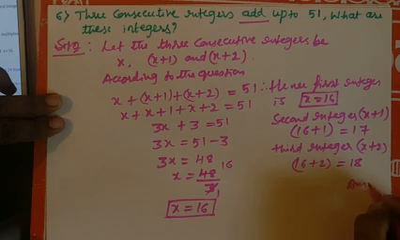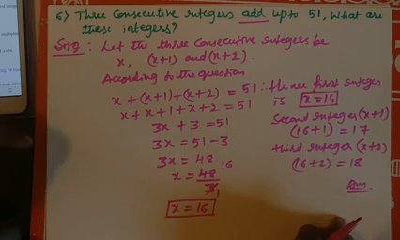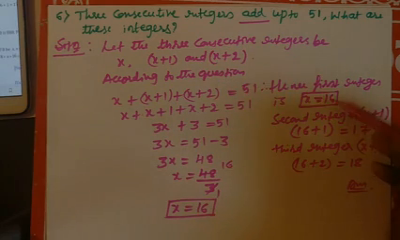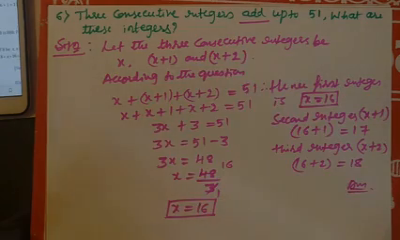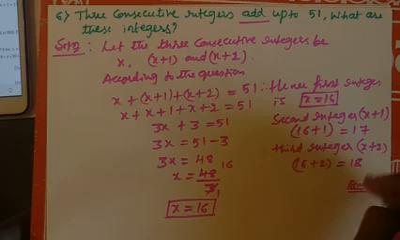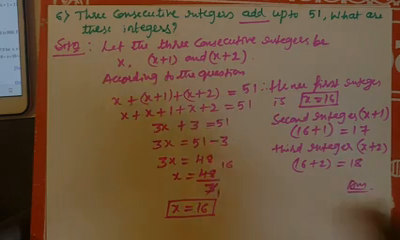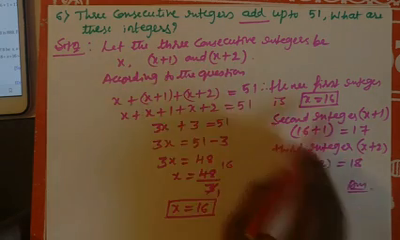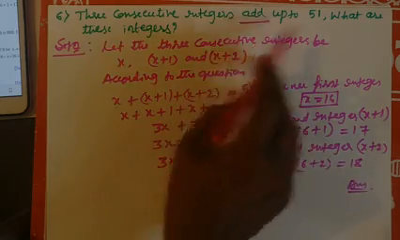Okay. This is the answer. Got it? See, first integer is 16, second integer is 17, and third integer is 18. Those are the three consecutive integers. See, if we add those numbers, we get a sum of 51.